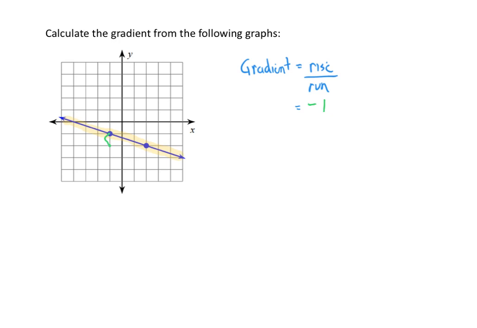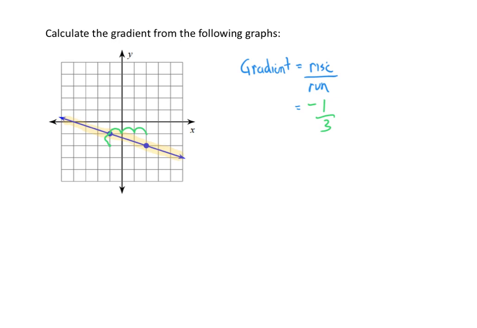And then to work out my run, I start and then work out how many I'm going across horizontally to go from my first to my second. So 1, 2, 3. So to go from my left point to my right point, I have to go across 3. So my gradient is going to be -1/3.